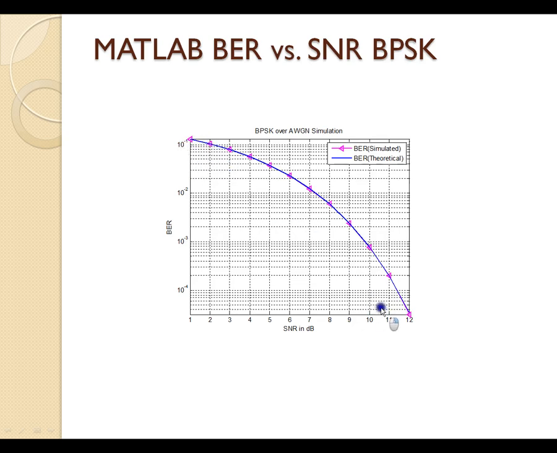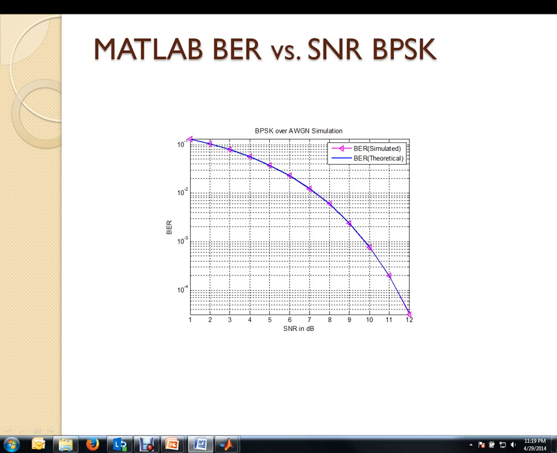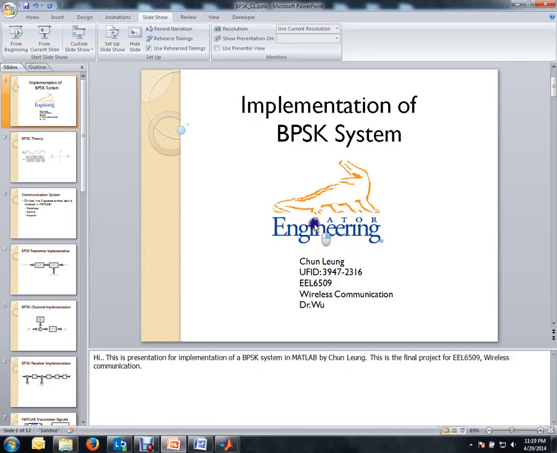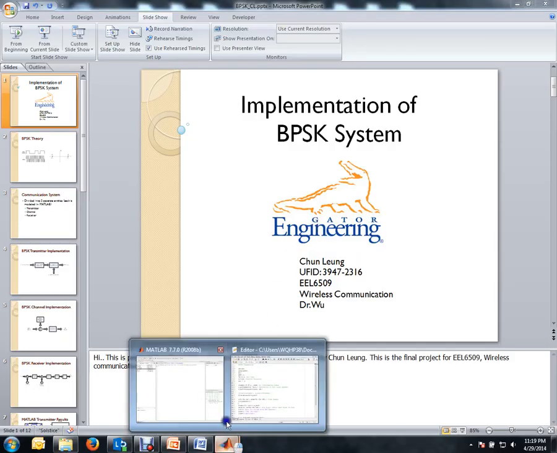BPSK is usually the simplest form of modulation, and for a certain SNR, it has the lowest bit error rate, so it's the most reliable. But of course, you sacrifice bandwidth for that. So that's the paper. But here we're going to show the simulation in MATLAB to show how it's run.